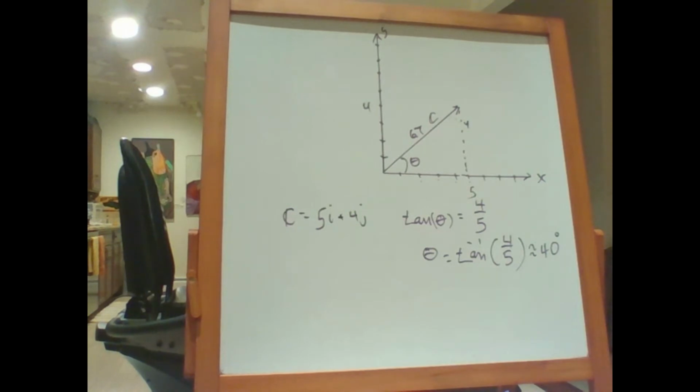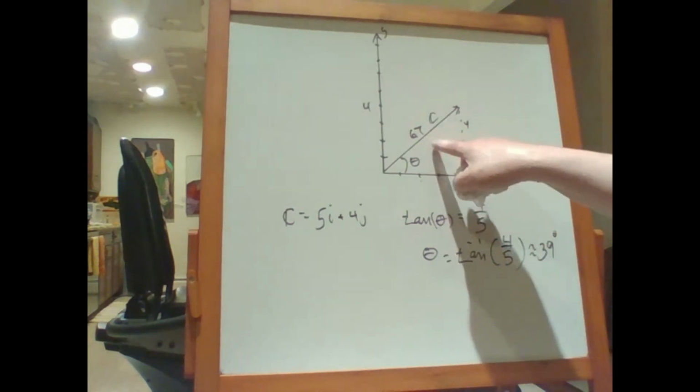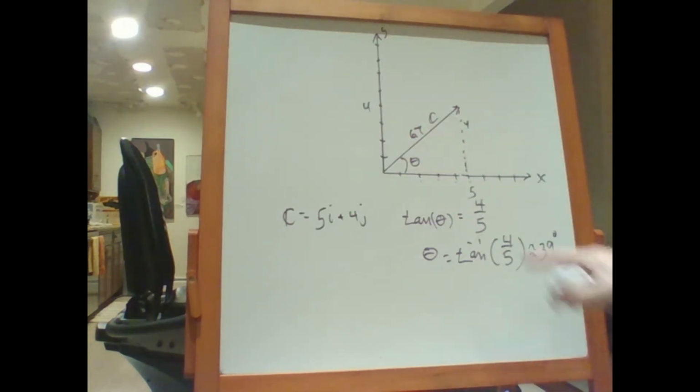All right, so let's take a look at 4 divided by 5, and that's 0.8, and the inverse tangent of that is 38.6. So I was off a little bit. I overestimated. So it's approximately 39 degrees. That was a little high. So approximately 39 degrees. So we can get that orientation with respect to the x-axis.